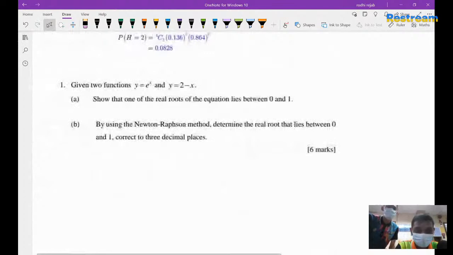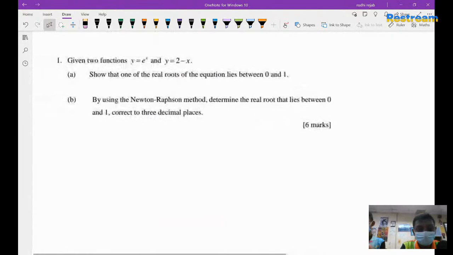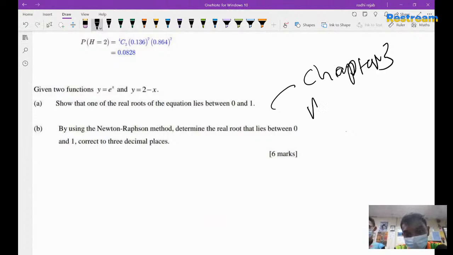Okay. Thank you, Eddie. So, given two functions, y equals e to the x and y equals 2 minus x, show that one of the real roots of the equation lies between 0 and 1. So first and foremost, cari ni chapter mana? I would say this is easiest to identify. This is obviously chapter 3, using Newton-Raphson.